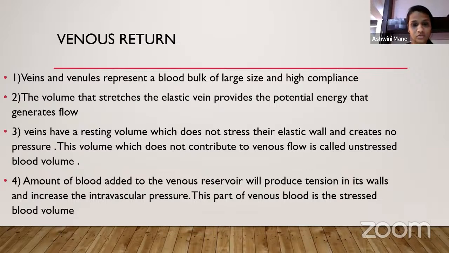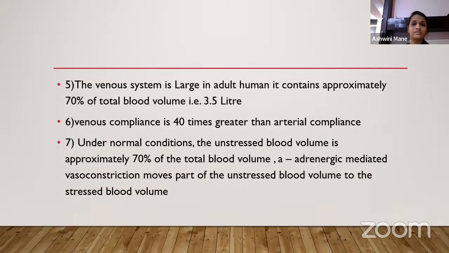This volume, which does not contribute to the venous flow, is called unstressed blood volume. And the amount of blood added to the venous reservoir, which produces tension in its wall and an increase in the intravascular pressure, is called stressed blood volume. The venous system is large in adult women, and it contains approximately 70% of the total blood volume, that is 3.5 liters. The venous compliance is 40 times greater than the arterial compliance. Under normal conditions, the unstressed blood volume is approximately 70% of the total blood volume.